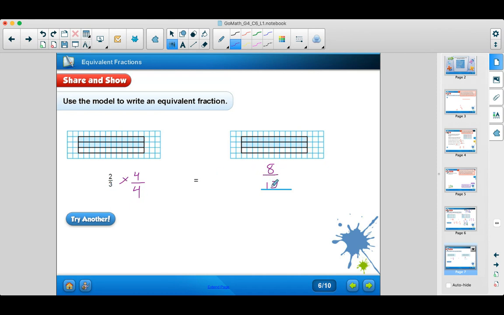Now on your paper, please prove to me that these are equivalent using the butterfly method. Please continue to work on the next 2 pages, and I will come around and help you if you have any problems.